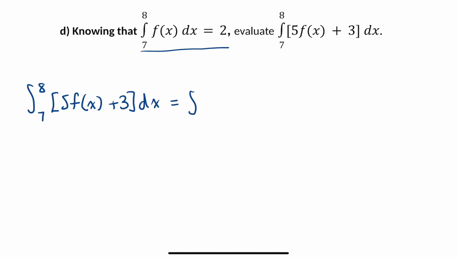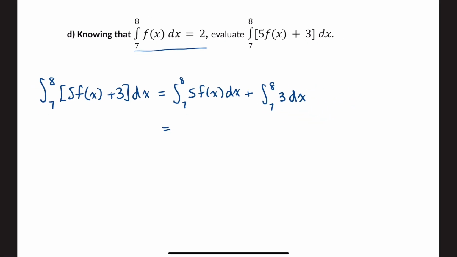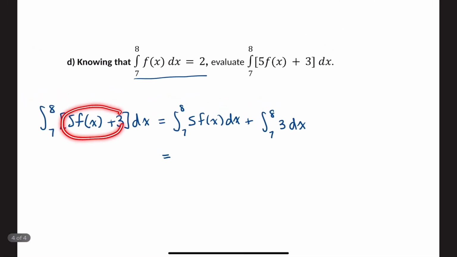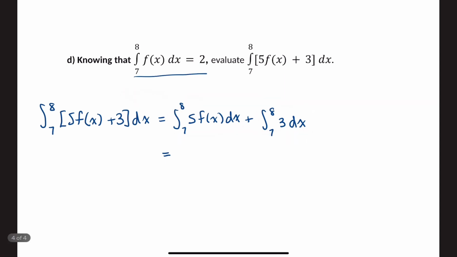is the same thing as saying the definite integral from 7 to 8 of 5 f of x plus the definite integral from 7 to 8 of 3. And don't forget the dx at the end. I always forget. And the reason we were able to do this is because we have a sum here, because we are adding 2 things together, and so we can break this up into 2 integrals like this, and it's going to be the exact same thing as this.